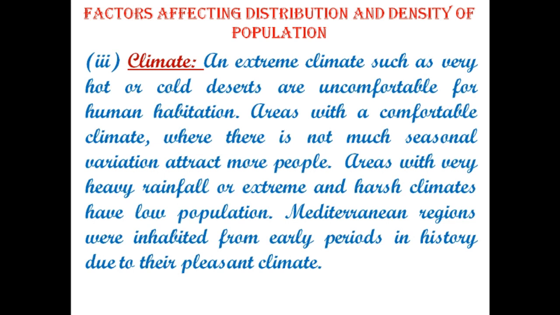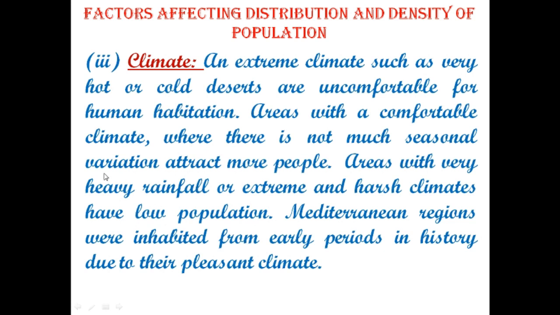Hot deserts, you know very well. We can give the example of the Sahara, and we can give the example of the Thar desert in India also. Cold deserts near the poles. So these areas are not comfortable for human habitation. The areas with comfortable climate, where there is not much seasonal variation, attract more people. The areas with heavy rainfall or extreme or harsh climates have low population.